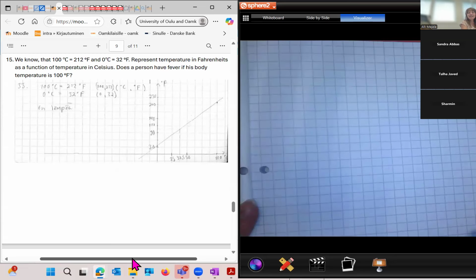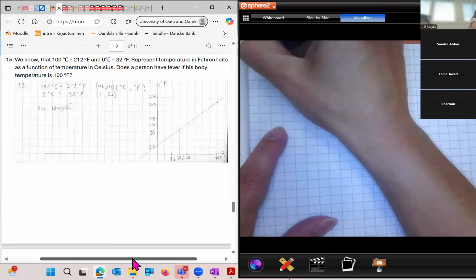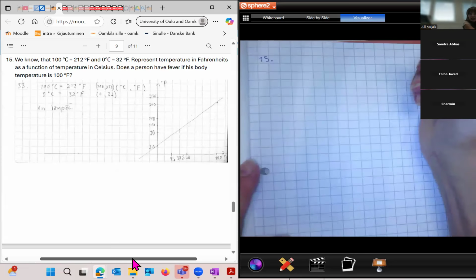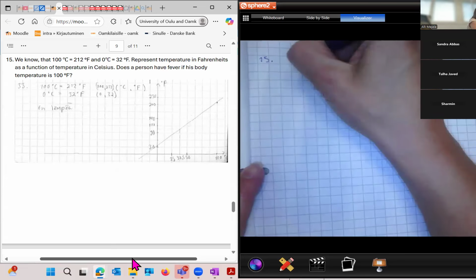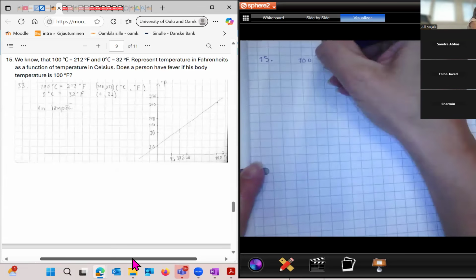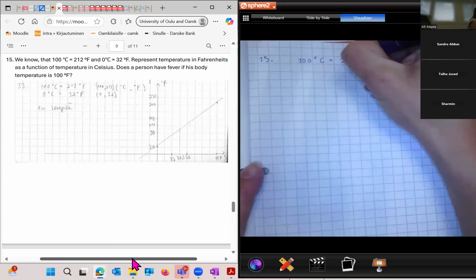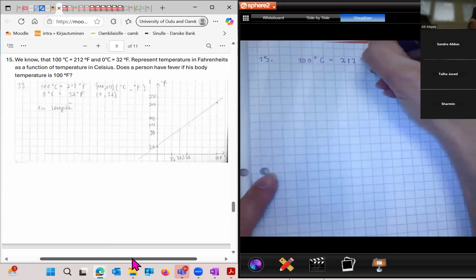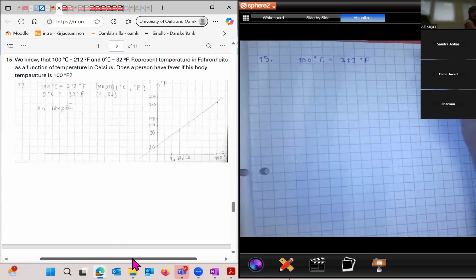Okay, so what was done here is that we know that 100 Celsius is 212. This is just an example, you know, of something. So maybe we still don't have to do this kind of converting to Fahrenheit. It's not for the sake of converting to Fahrenheit. This is just an example.